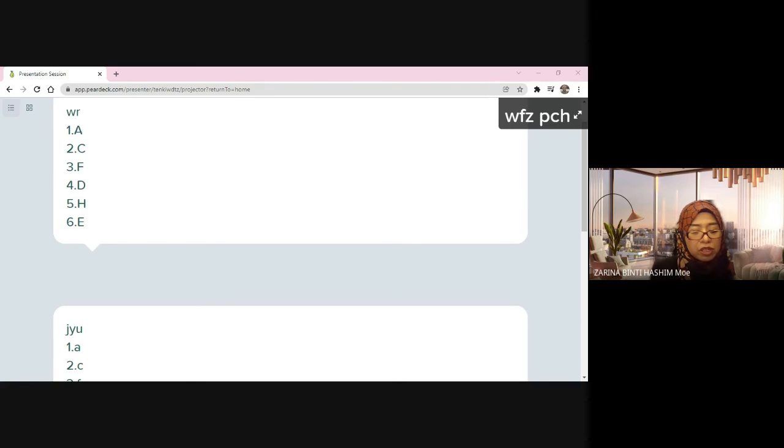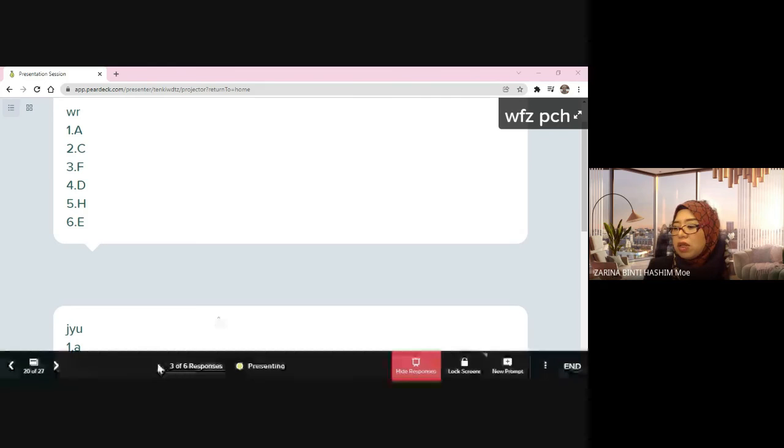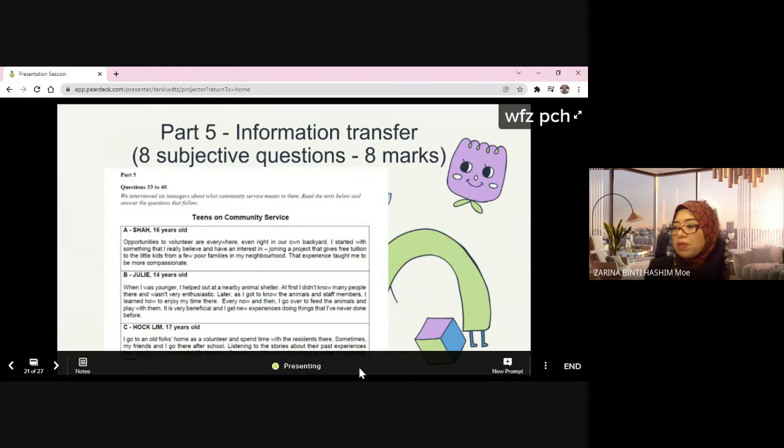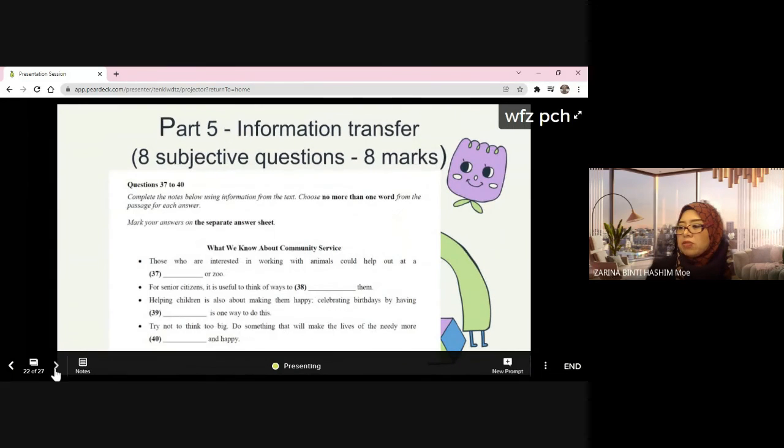So there are two types of question. If you can see, the first 4 questions you have to give the paragraph either A, B, C, D, or E. And question 5 to 8, you have to fill in the answers with not more than one word. Remember that, not more than one word, for question 5 to 8. Part 5, information transfer. So make sure not more than one word for question 27 to 40.